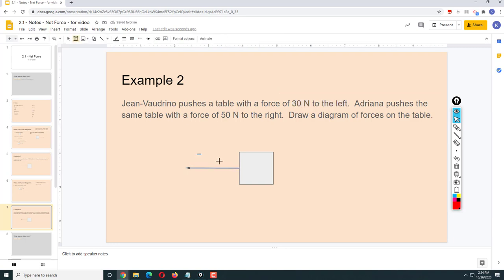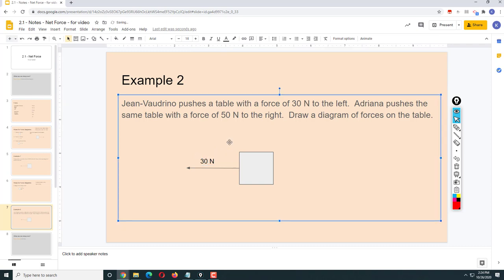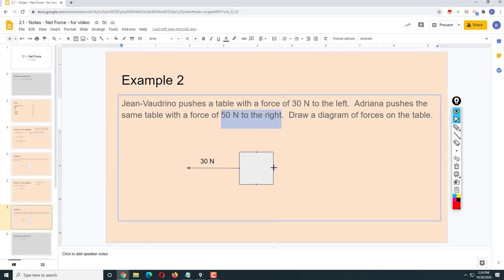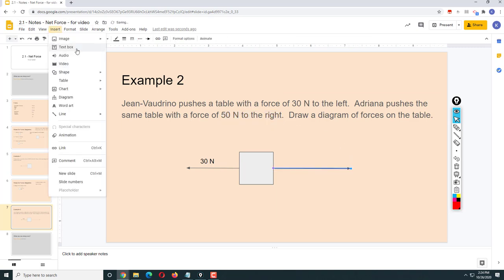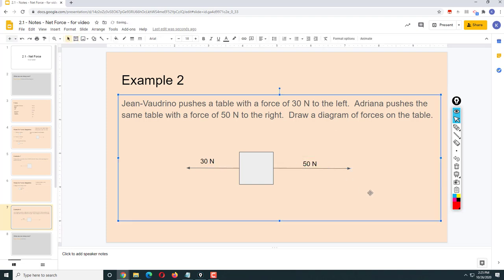Insert text box. This lets me write 30 newtons. We have a force of 50 newtons to the right. 50 is longer, so insert line, arrow. I have to make this line longer, like this. And then insert text box. I'll write 50. And that is the free body diagram or force diagram for this problem.